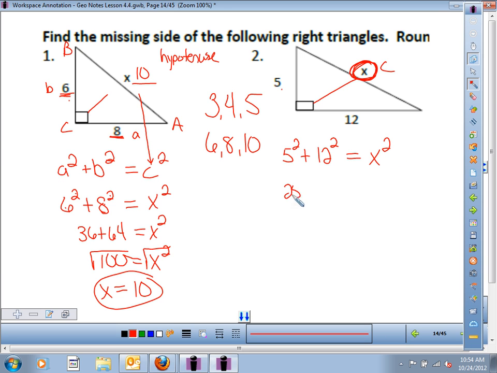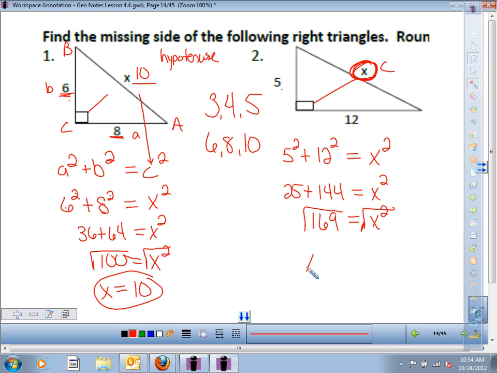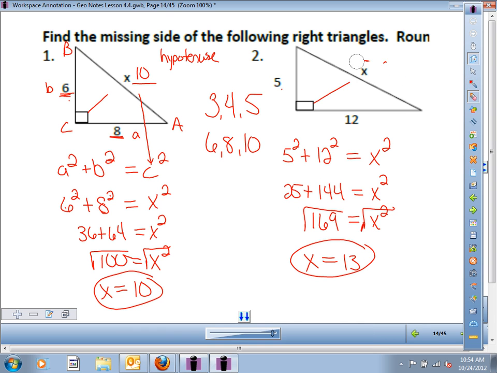That's 25. That's 144 equals x squared. That's 169 equals x squared. Again, to get rid of the squared here, we need to square root. The square root of 169 is 13. So that means your third side up here, the hypotenuse, is 13.